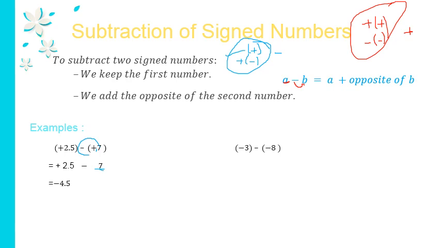Now, minus 3 minus minus 8: I can replace the two minuses by a plus. Why? It means the opposite of a negative number. So what's the opposite of minus 8? It's plus 8, so I can write minus 3 plus 8. It's the same as 8 minus 3, which is 5.